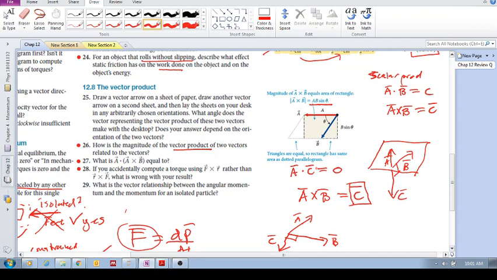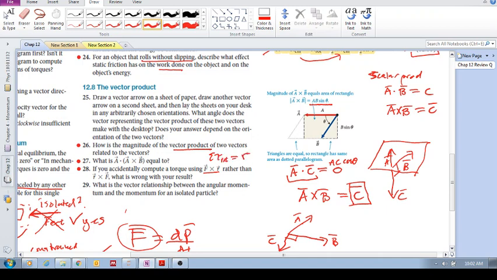So when the two vectors are perpendicular, the dot product gives us 0, because the scalar product is the magnitude of A, the magnitude of C, cos theta, and cos of 90 will give us 0. Okay?